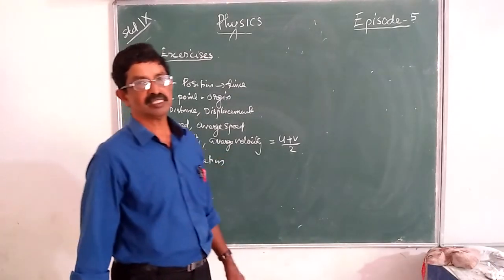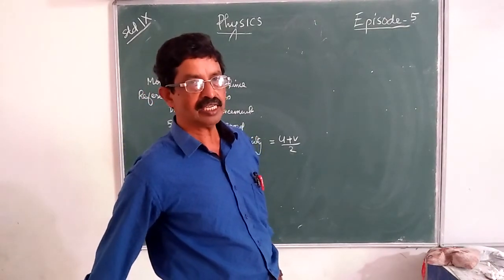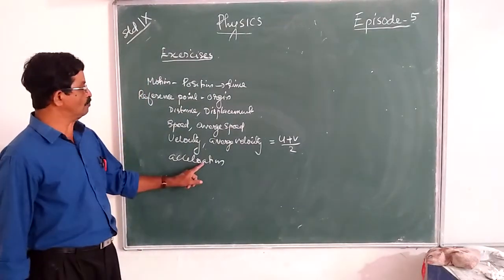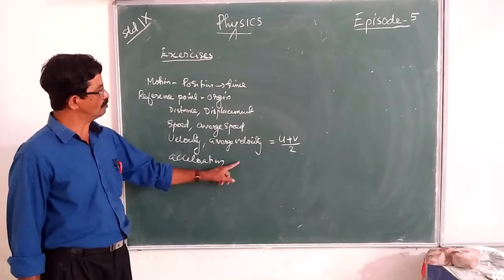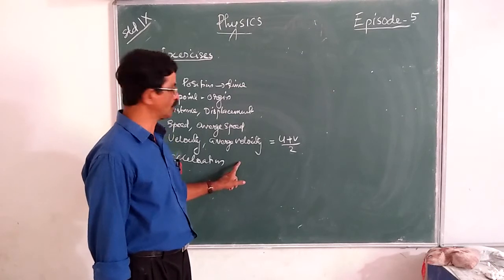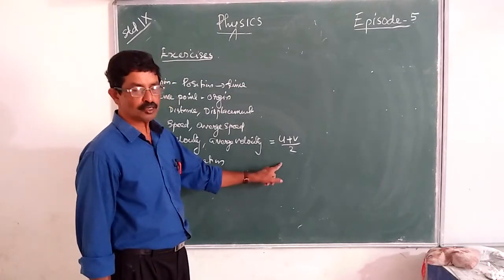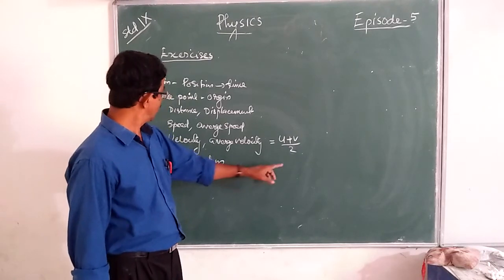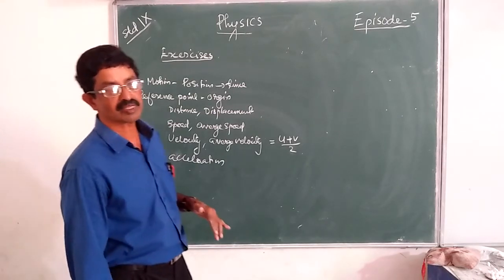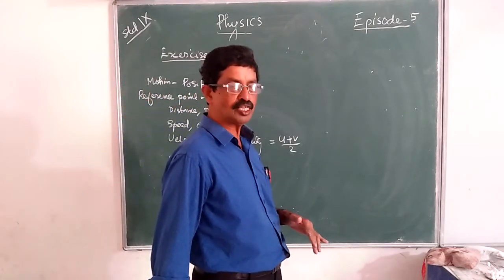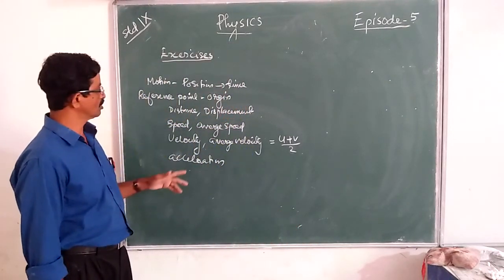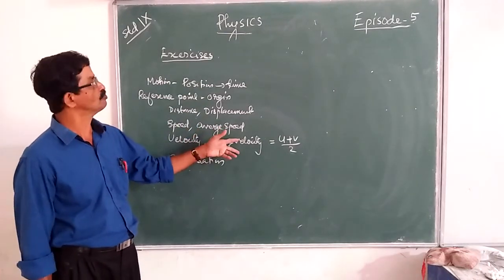Acceleration is the change in velocity that takes place in unit time. It can be positive if the acceleration is in the direction of velocity, and negative if they are opposite. Then we came across the distance-time graph, then the velocity-time graph, for the uniformly accelerated case and the non-uniform case also.